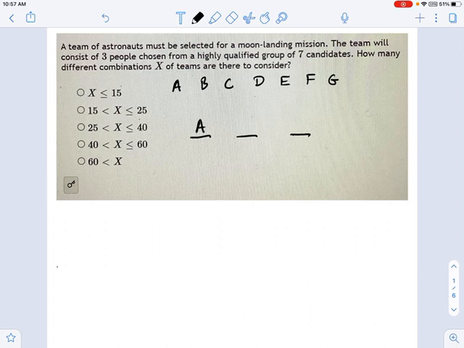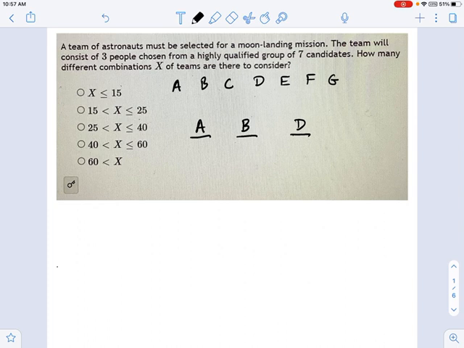I'm going to pick a team of them as an example. I'm going to say astronaut A, you're in. Obviously, I can't pick A twice. There's only one A. So I'm going to say astronaut B, you look pretty good. And astronaut D, we'll take you. So this is one possible group of astronauts. And the question is, how many different groups could you make?